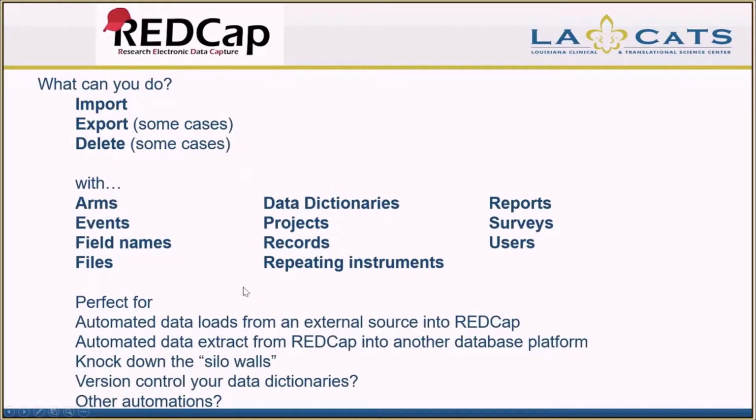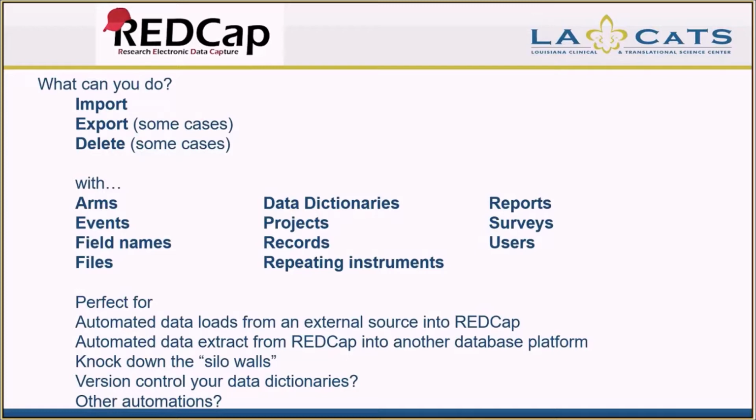And there I hinted at this. So what can you do? Well, you can import, sometimes export, or even delete items within a REDCap project, and that can take the form of arms of studies, events, field names, files, data dictionaries, so whole dictionaries for a project, entire projects. You can create projects in an automated fashion if that were something you needed to do a lot of. And we're going to do an example today of actually importing and exporting records.